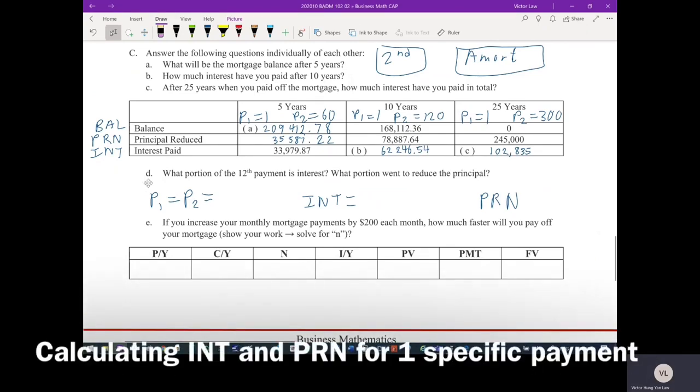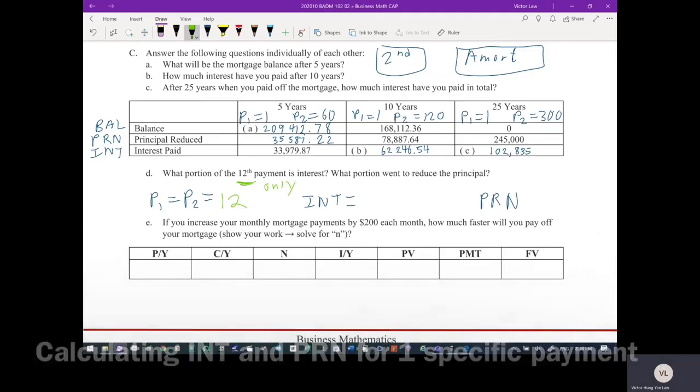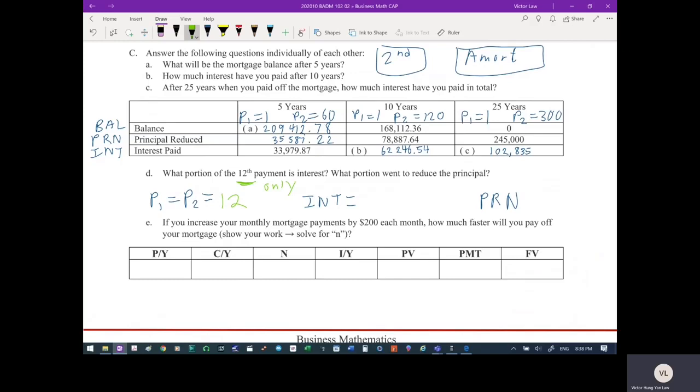In part D, what we're looking for is one specific payment. So in part D, what we're asked is what portion of the 12th payment is interest and what portion of the 12th payment went to principal. So we're only looking at the 12th payment. If we're looking only at one specific payment, our P1 and P2 will be the same. So P1 and P2 will equal 12, because we're only looking at one specific payment. So our start period and our end period will be the same, period 12.